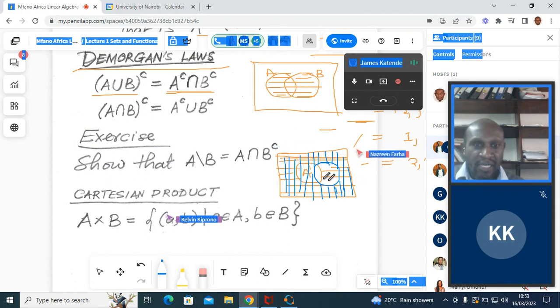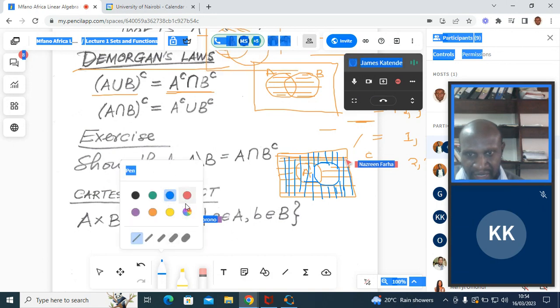So the only part that is common to the shaded areas is the part outside these two sets. You can see that. I hope that makes sense.